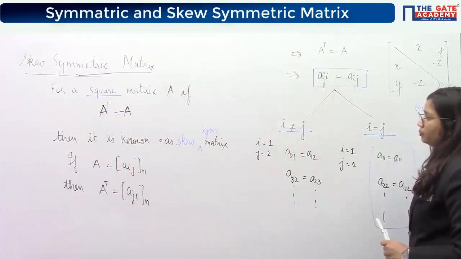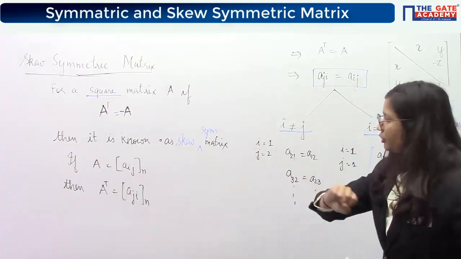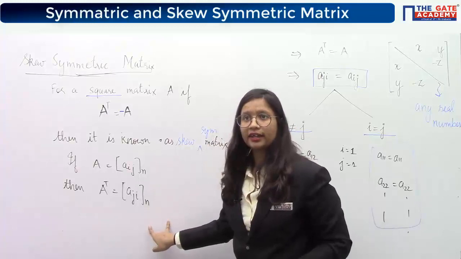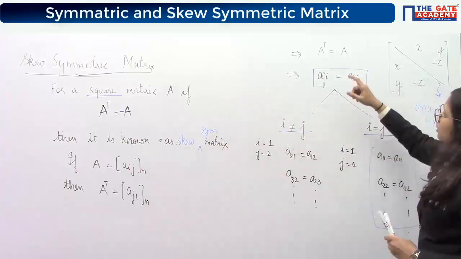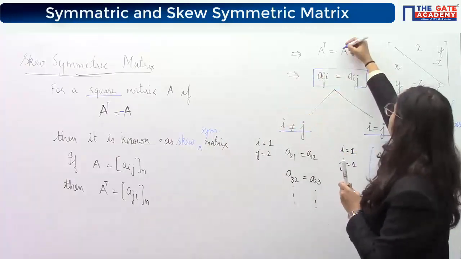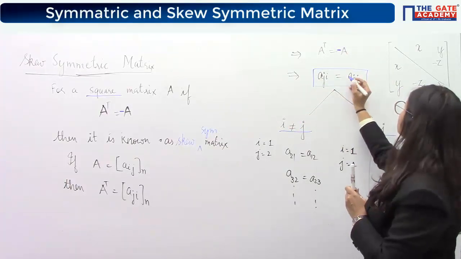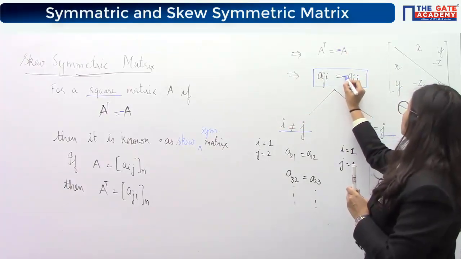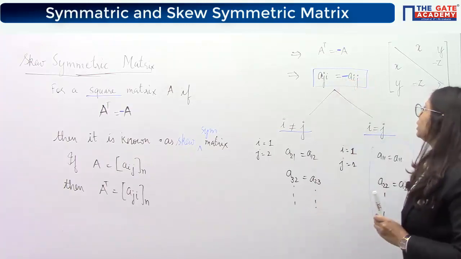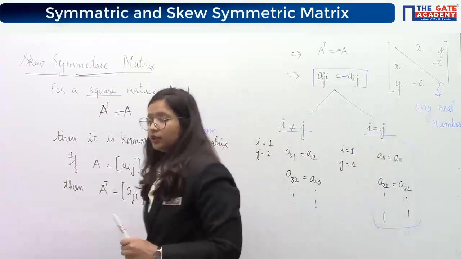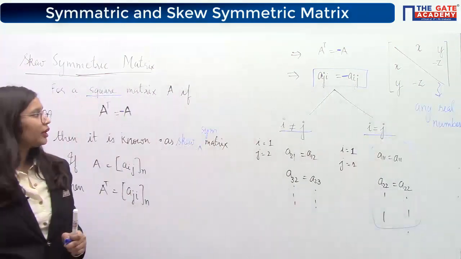What I was telling you is that A is this one, then A transpose we define like this. From the condition of skew symmetricity, we know that A transpose equals minus of A. So I can say that AJI will be equal to minus of AIJ. I'm just changing the previous notation only, so keep track of that. AJI equal to minus of AIJ.